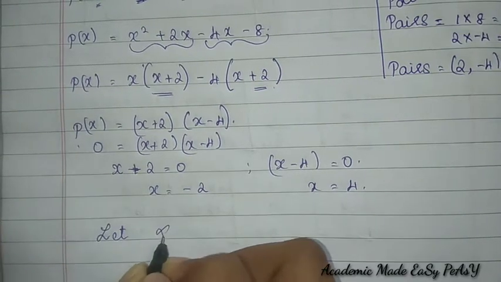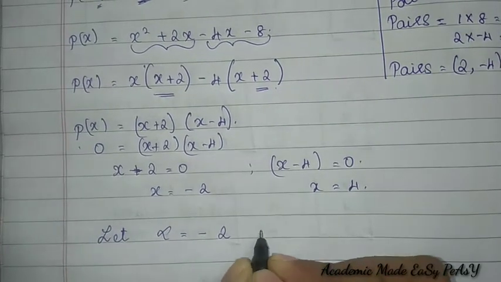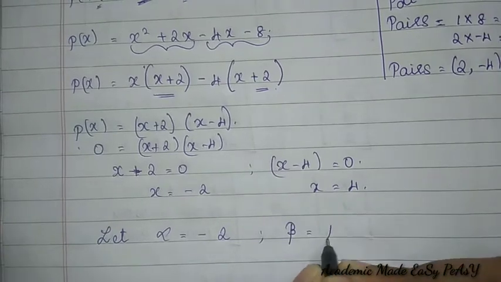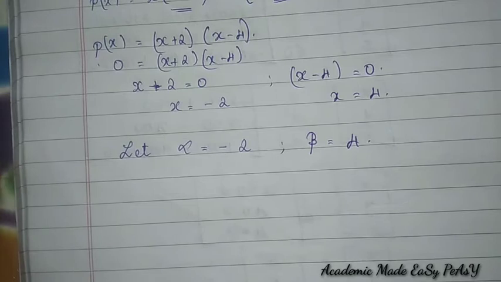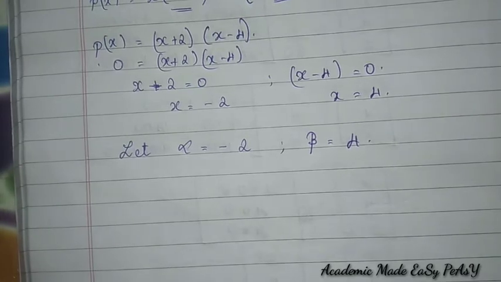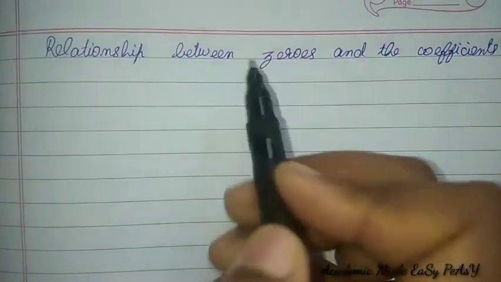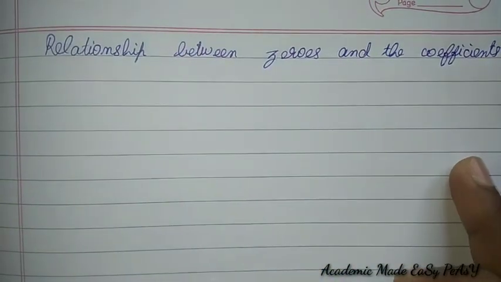So let alpha be equal to minus 2 and beta be equal to 4. So now I will start verifying the relationship between the zeros and the coefficients.